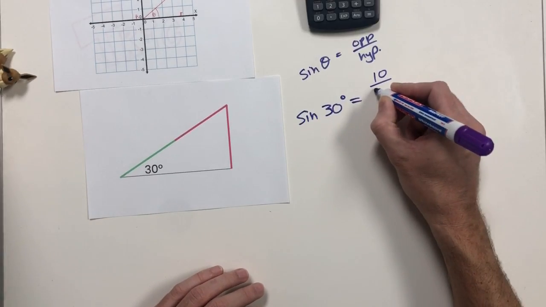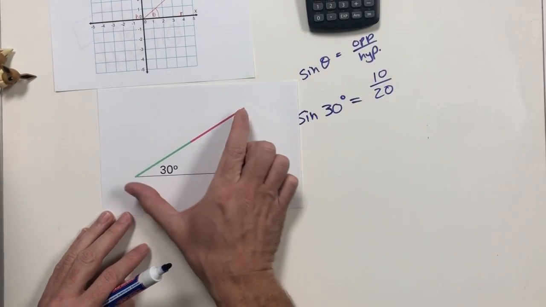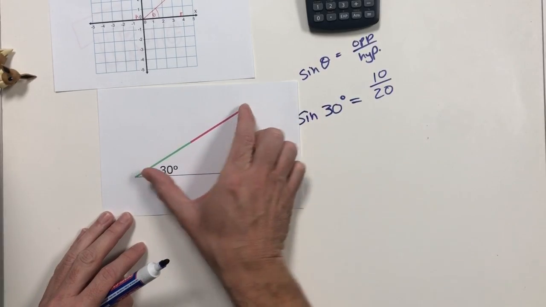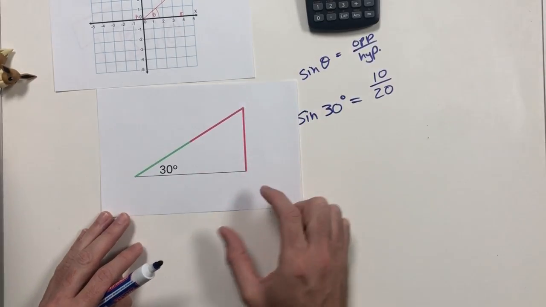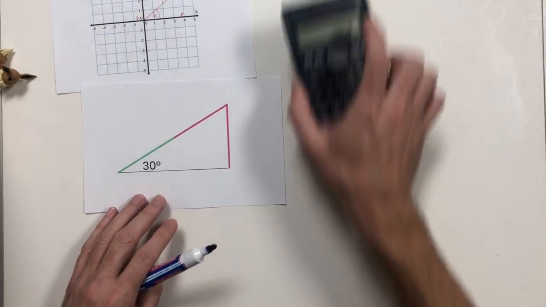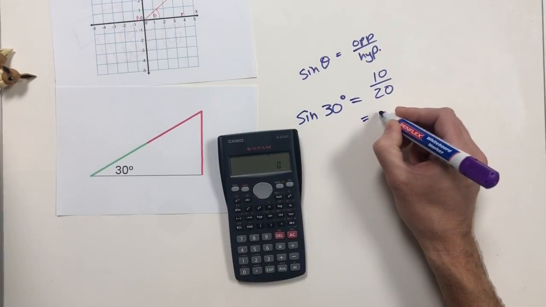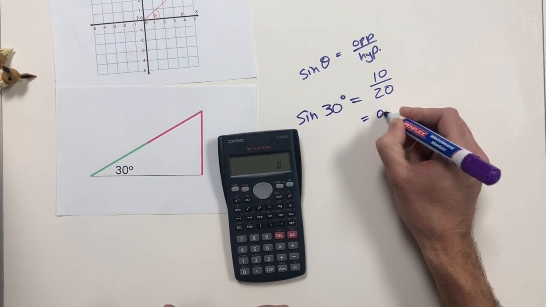So we would have a 20. It doesn't matter: if this was 4, this would be 8. If this was 10, it's 20. If this is 100, that would be 200. But at 30 degrees, we always see this constant number. So what do you expect? What is 10 divided by 20? Probably a half, right? So 0.5.